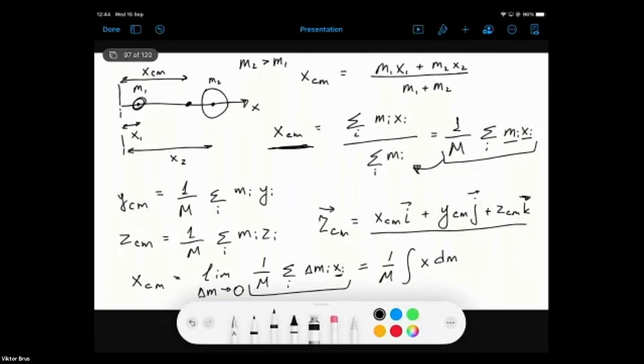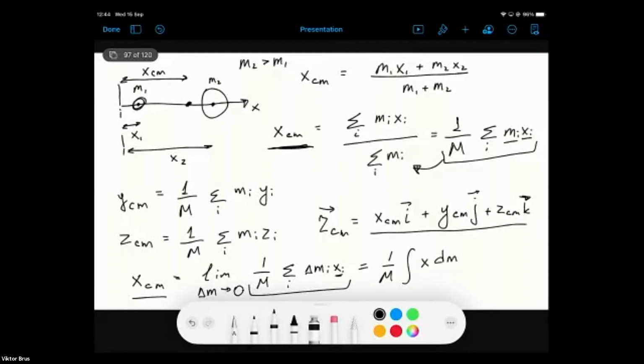In order to get an accurate calculation, we need to take as small volumes, as small parts of this continuous body as possible. That's why we take the limit delta m approaches 0. And mathematically, that's nothing else but integration of x over dm, x times dm. So that is the approach you need to take in order to calculate the position of the center of mass for a continuous body.